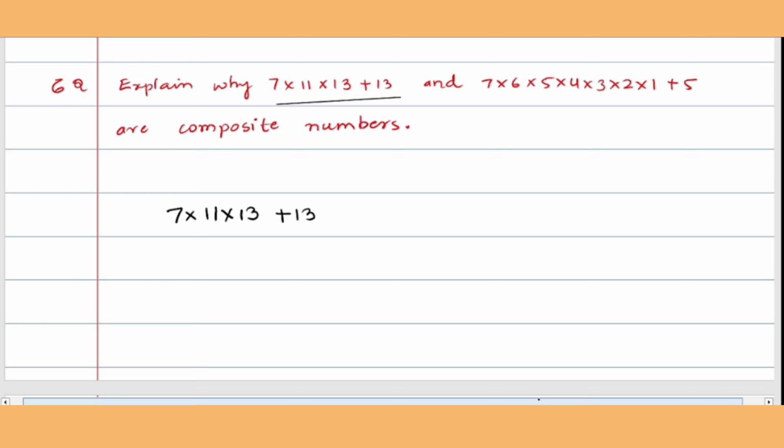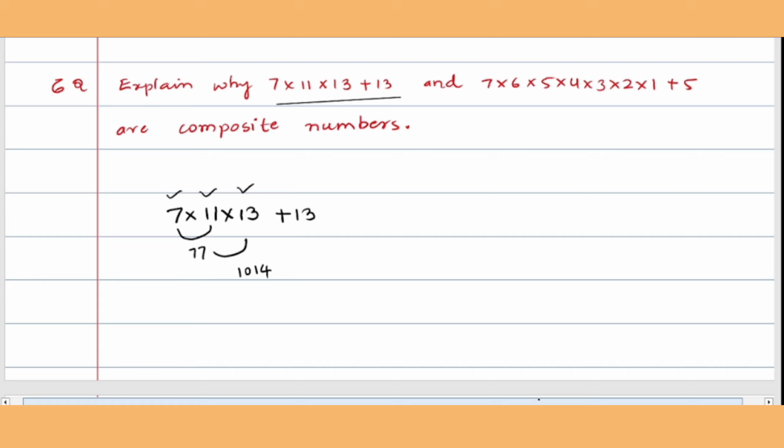Notice something interesting here. All three numbers, that is 7, 11, 13, are prime numbers. And when you multiply them together, 7 multiplied by 11, we get 77. And 77 multiplied by 13, we get 1001. Now the question is, is that a composite number? Well, let's check if it has factors other than 1 and itself.